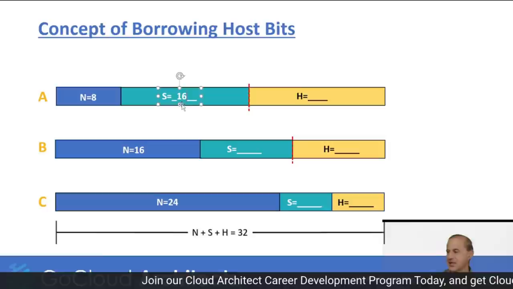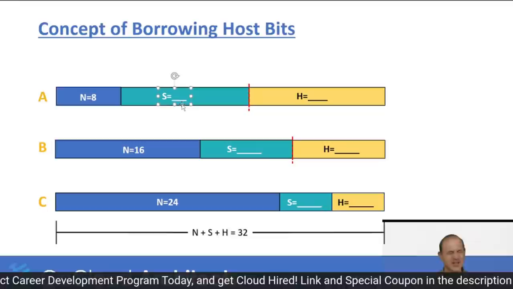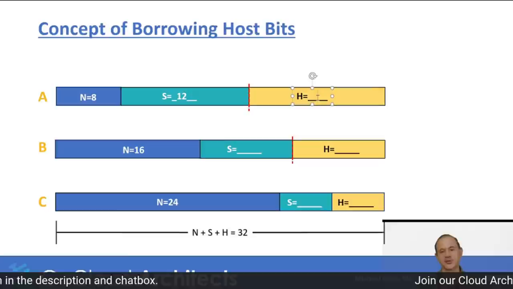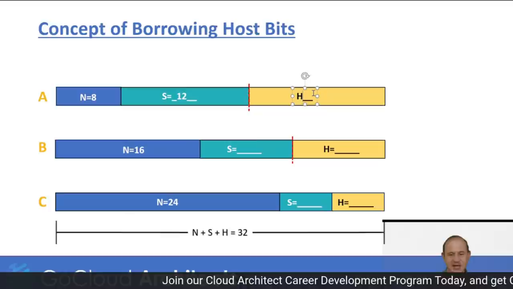So let's say we went with a 12-bit subnet mask, and I'll show you what that looks like. How many host bits will we have? Well, 12 and 8 is 20, right? We have a total of 32, so this would be 12, right? All we're dealing with. So your class A's, when they are unsubnetted, have a total of 24 host bits.